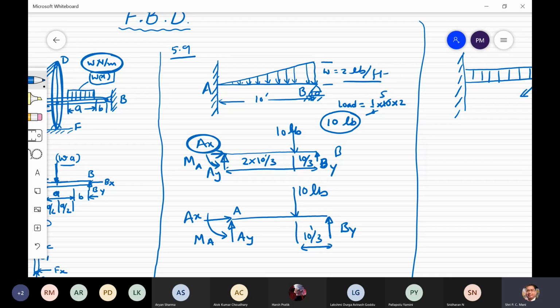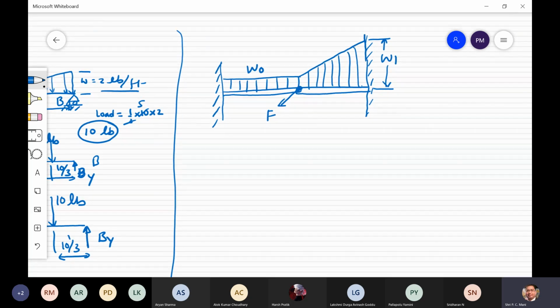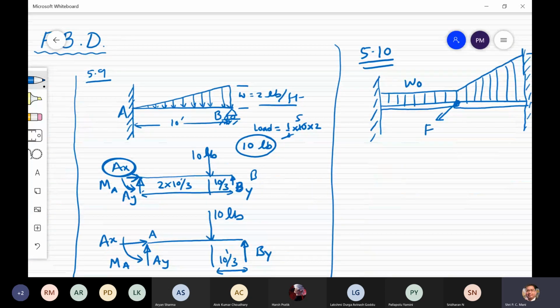Now the next one I have taken, where both sides are fixed support. The first member is this one, the second member is this one, and a pin joint is there, and the load is given, say F here, and this one is W0, for example, and this one is, say, W1. Clear? So this question number is 5.10, and this is 5.9.